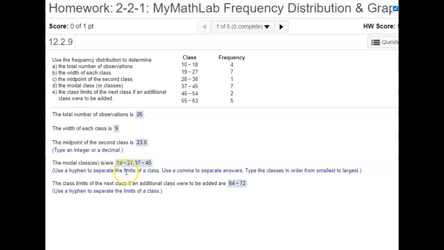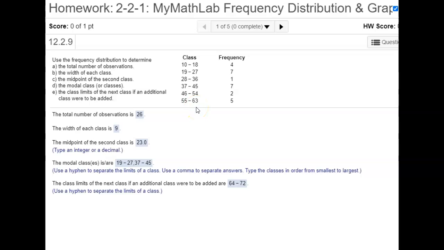And the last question is saying, what if we added one more range of numbers, one more class, what would it be? Notice all the classes are the same size. They all have class width of 9. So the next one will follow that same pattern. We pick up right where we left off. From 63, we go to 64, and then we include 9 total numbers, which would be up to 72.